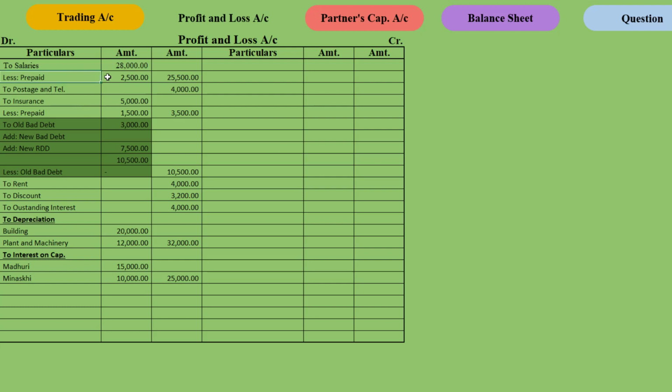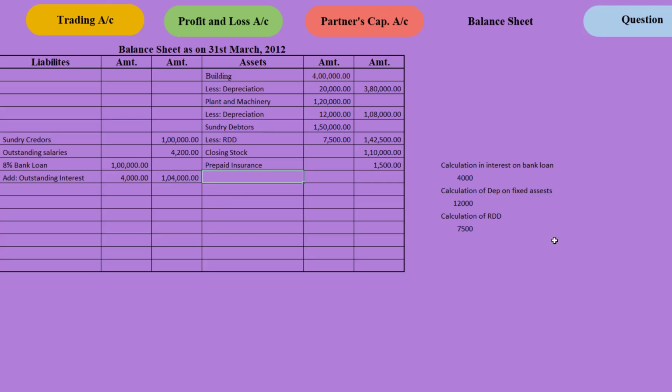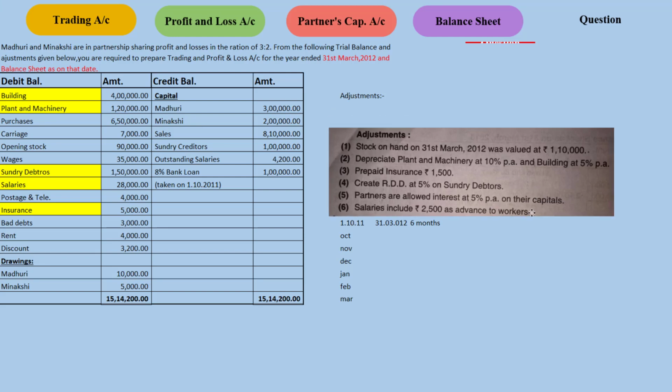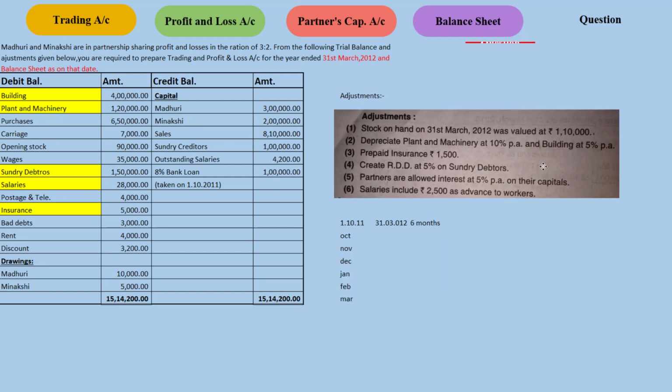Second effect of this prepaid salary, 2,500, is to be given. Go to the balance sheet asset side. Here you write prepaid salaries 2,500. Two effects are done. Adjustments are over, and we have given two effects of every adjustment.